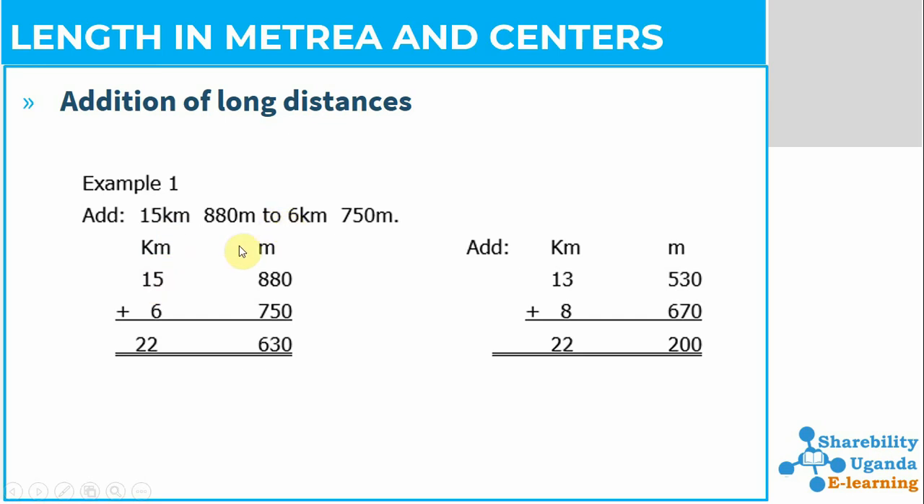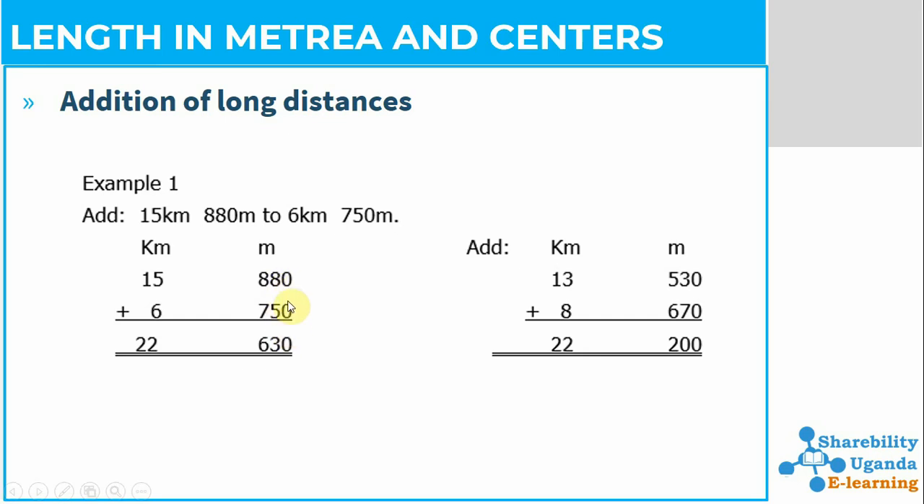Then also the 6 kilometers, we add them. Then we also get the meters, which we're having 880 first, then 750. So after arranging them according to their place values, then you can now perform the addition. Okay, so let's see how we can do this.